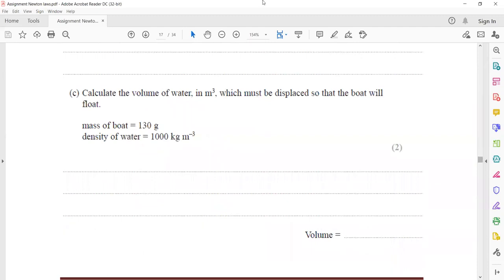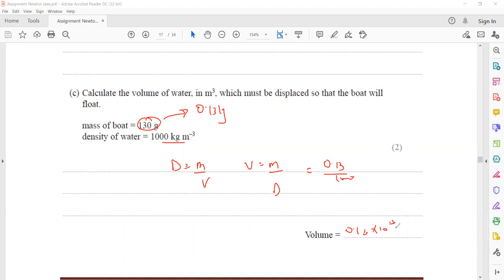Then we have to calculate the volume. The mass is given in grams, so we have to convert into kilograms, divide by 1000, so it will be 0.13 kg. And density is mass over volume, so volume is mass divided by density. Mass is 0.13 and density is 1000, so we'll get 0.13 times 10 to the power minus 3 meter cube, because it's a volume, so it will be meter cube.